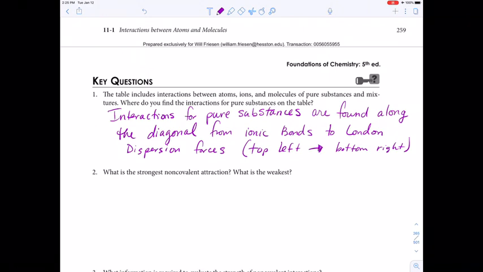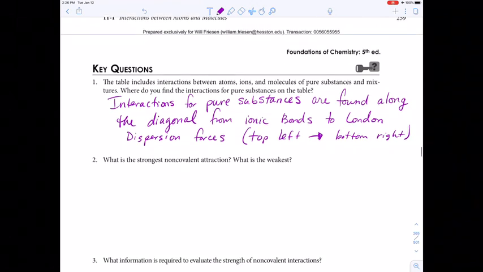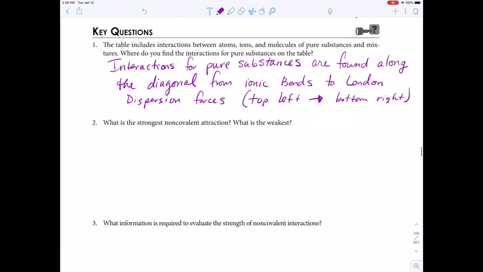Okay, the nice thing about video is if you need more time to write stuff down, you can hit pause, like right now. Okay, what is the strongest non-covalent attraction? What is the weakest?